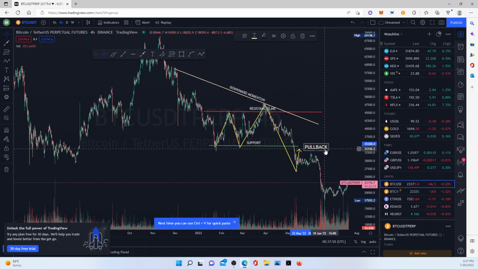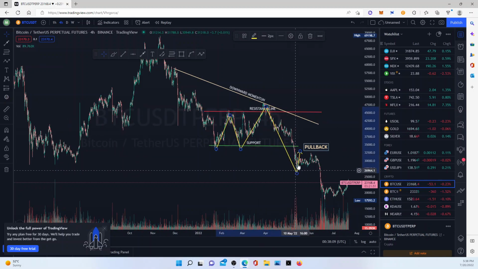It just made something known as a pullback. A pullback happens mostly when the price movement is actually going down. So the price is moving in a sell, and you have a line within a support and a resistance that broke out and tried to come back to its previous support. That is what you call a pullback.